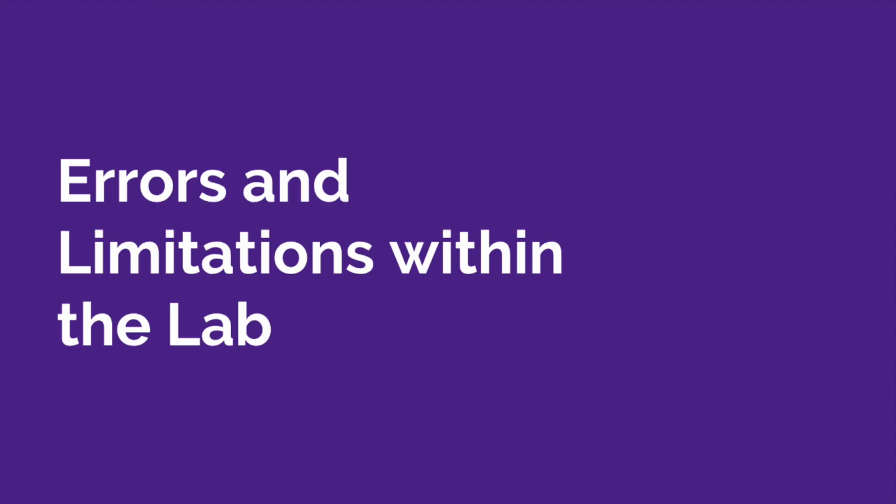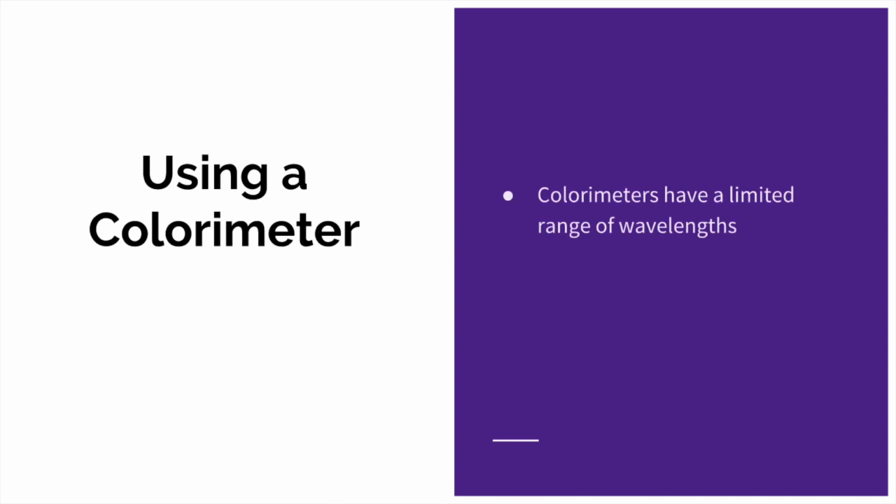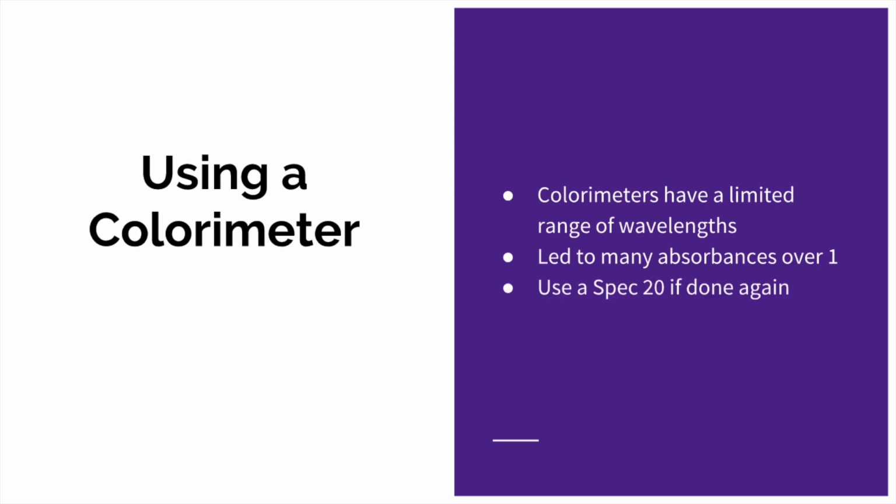Now onto the errors and limitations of this lab. The first limitation is using a colorimeter. Because a colorimeter was used, we had a limited selection of wavelengths that we could use to determine the absorbances. And because of this, some absorbances were over 1, which is improper because absorbance is a measure of the percent, and you can't have a percent over 100. To fix this in future labs, you should obviously use a Spec20 and determine the perfect wavelength to give just close enough to 1 without going over, at the highest concentration of 25 micromolar crystal violet.